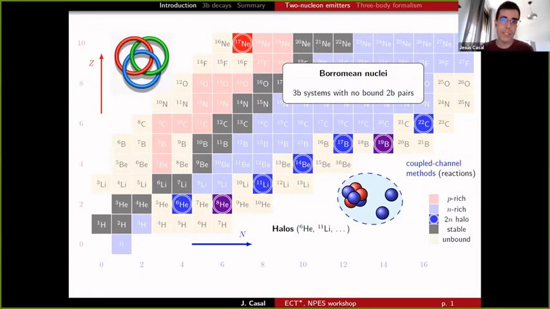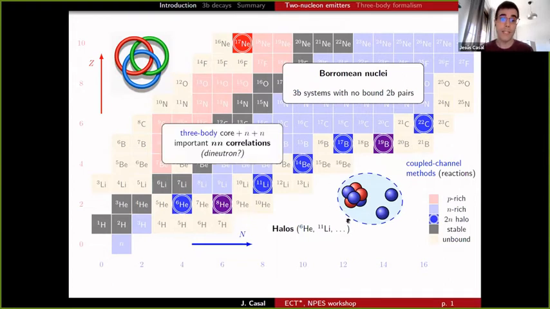So over the years, I've been working on few-body models with coupled-channel methods to describe the structure and reactions of three-body nuclei. And in particular, we know that two-neutron halo nuclei are a very good example of these cluster structures because they are Borromean. So when we start from a core and we add one neutron, we end up with an unbound system, but then a second neutron brings some stability that allows these very exotic nuclei along the dripline to be bound.